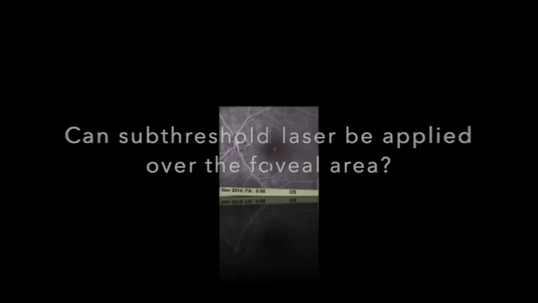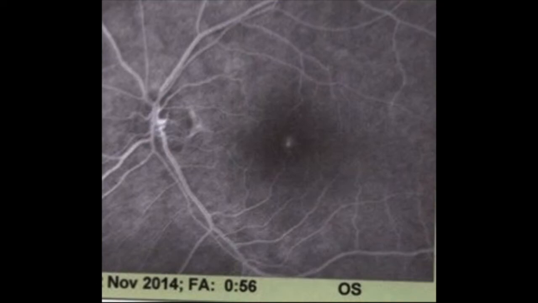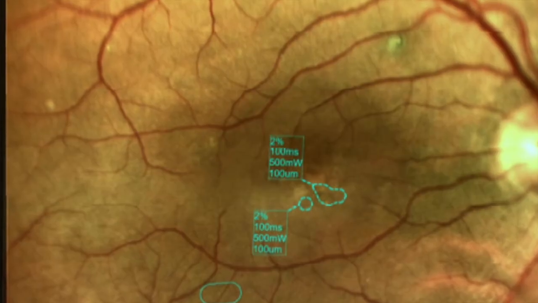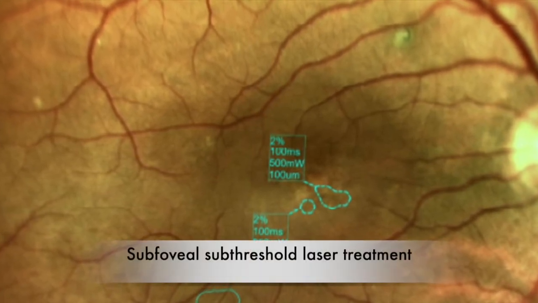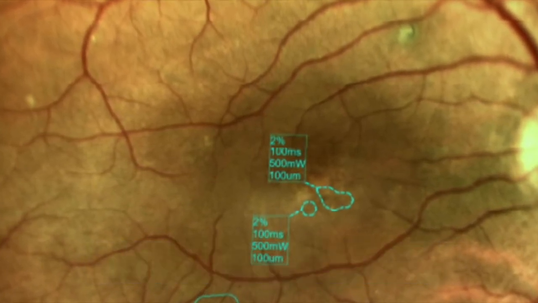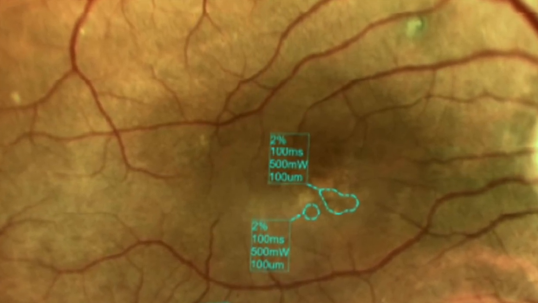The next question is, can subthreshold laser be applied over the foveal area? Yes, with correct settings of 5% duty cycle and 30% of subthreshold laser power, subfoveal subthreshold laser can be applied without causing any damage to the retinal tissue. Multiple studies have shown its safety over the foveal area. However, it is still necessary to be careful about the settings.